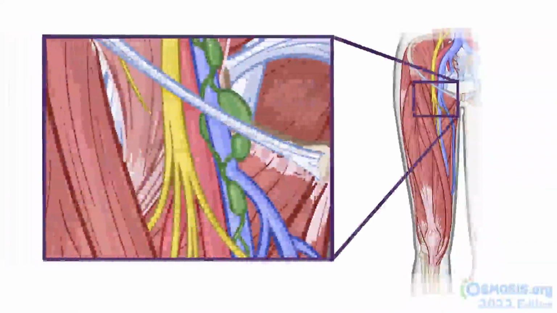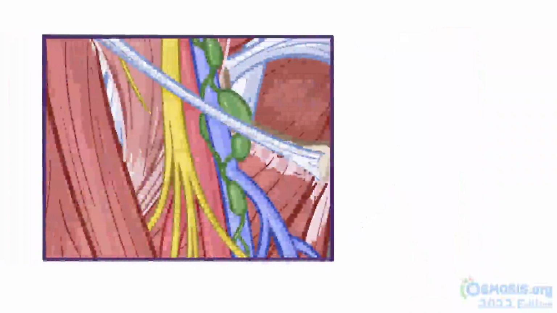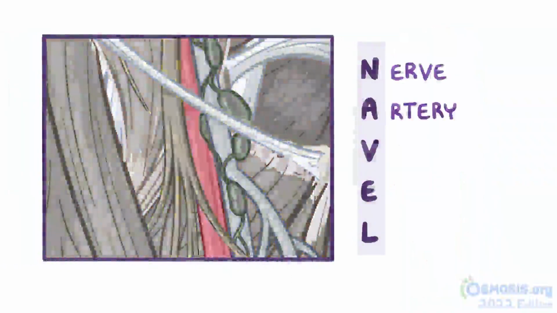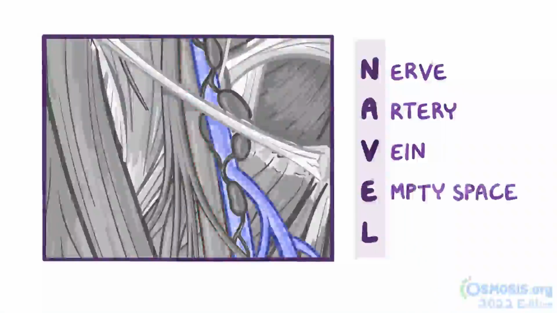The structures inside the triangle can be recalled from lateral to medial using the NAVEL mnemonic: the femoral nerve, femoral artery, femoral vein, the empty space where the femoral canal is, and the deep inguinal lymph nodes.